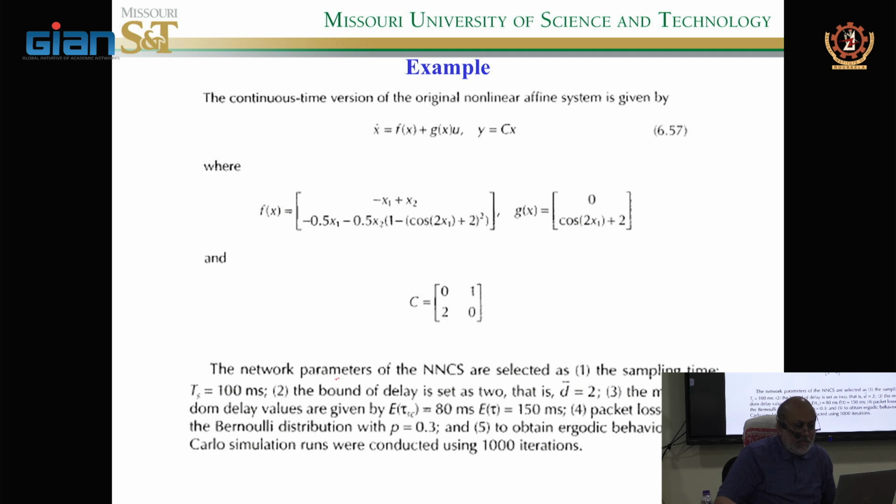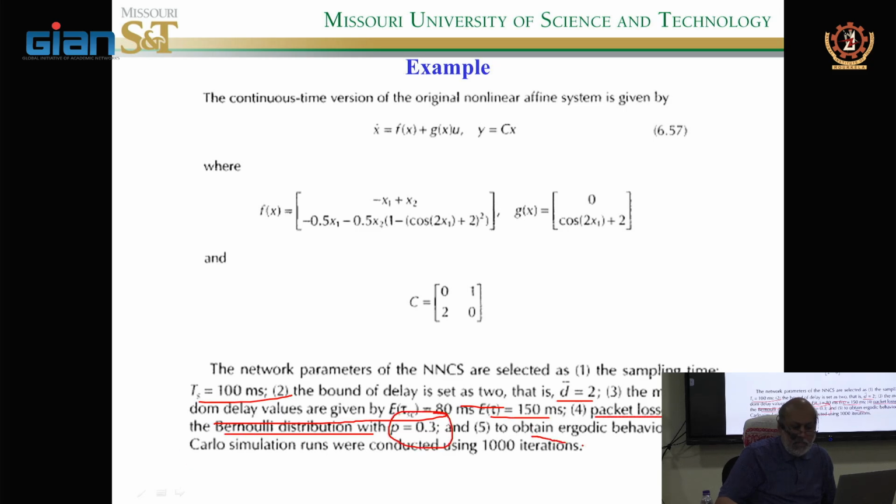And here the sampling time Ts is 100 milliseconds. The delay bound is set as 2, D bar is 2. Mean random delay values are 80 milliseconds, E tau is 150 milliseconds. This is sensor to controller. This is controller to the actuator. And packet losses follow a Bernoulli distribution, P equal to 0.3.